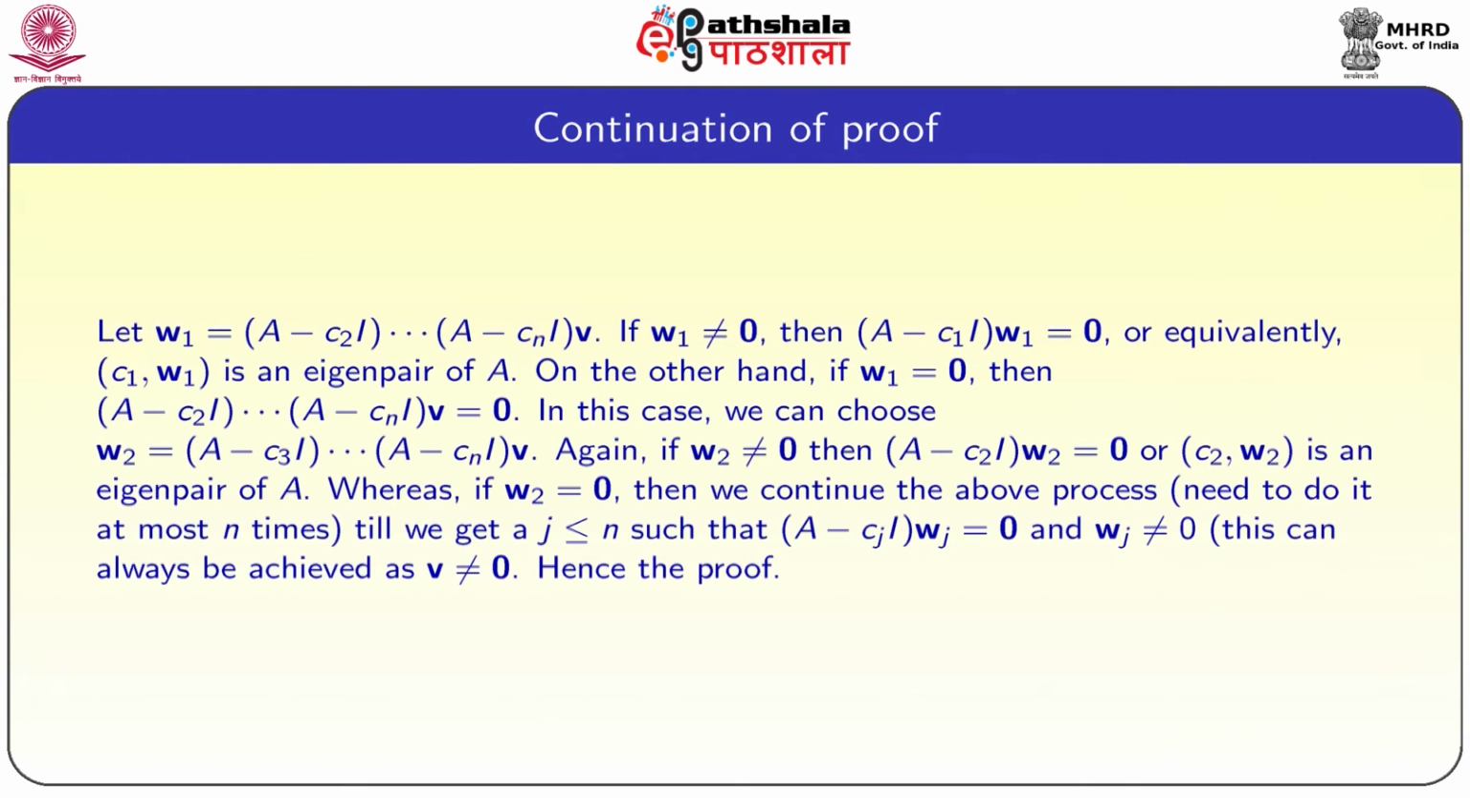So, whereas if W2 equal to 0, then we continue the above process, need to do it at most n times till we get j less than or equal to n, such that (A minus Cj I) Wj is equal to 0 and Wj is not equal to 0. This can always be achieved as V is not equal to 0, hence the proof.